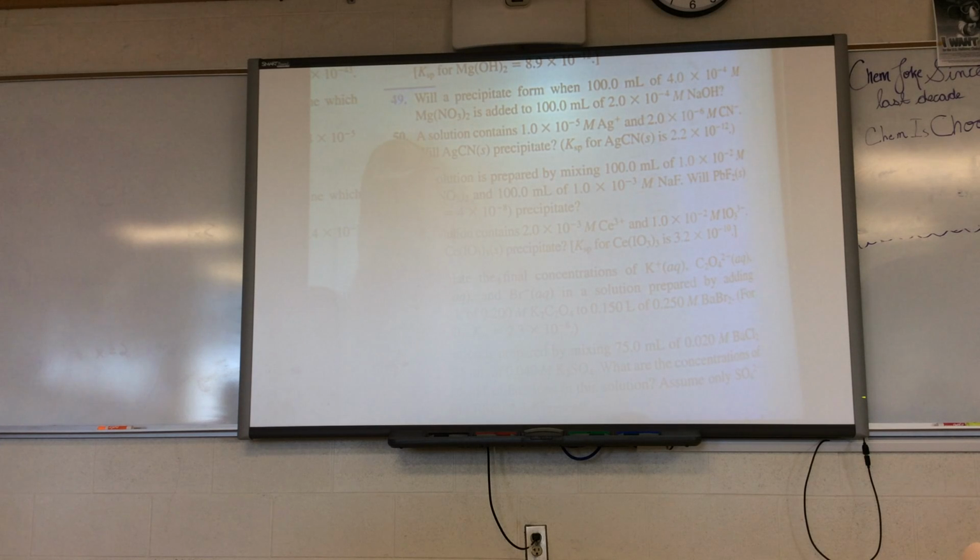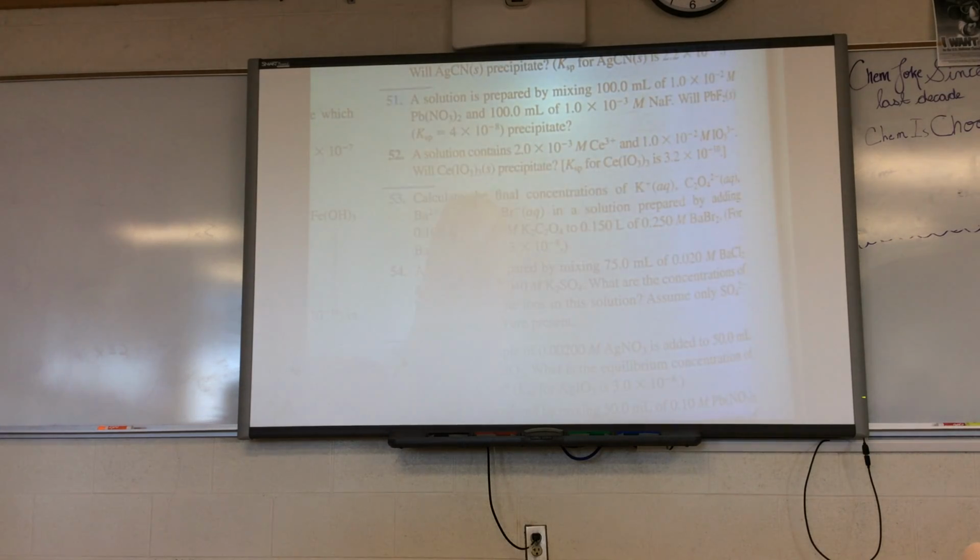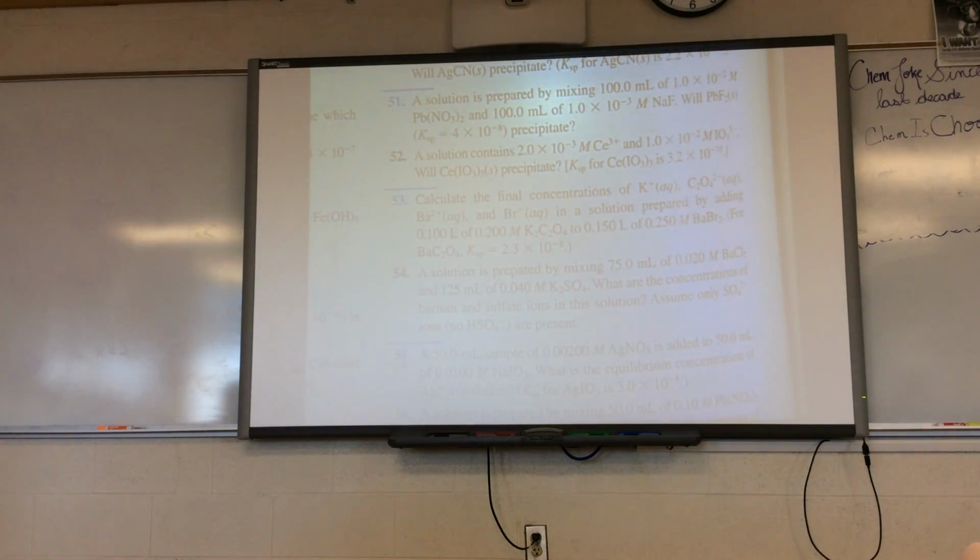Number 49 and 50. Will a precipitate form? Oh, we've done those. Just find Q. If Q is greater than K, then it's yes. If Q is less than K, it's a no. Don't just say, oh, I got a 50-50 chance, I'll just say yes to all of them. Number 51 and 52, same thing. Will a precipitate form? Will cerium iodate precipitate? So yeah, just find Q for those.